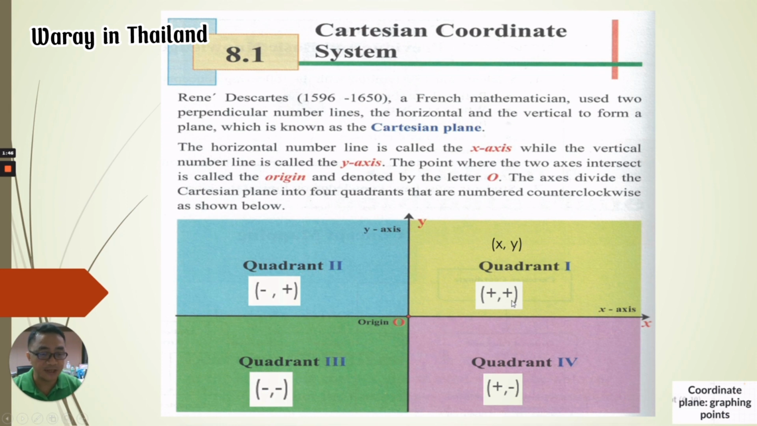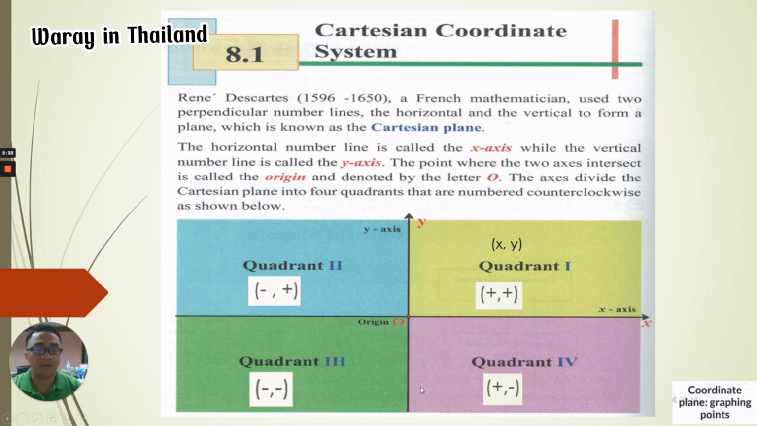So therefore, we can say that for quadrant 1, we have all positive. In quadrant 2, we have negative and positive. For quadrant 3, we have negative and negative. For quadrant 4, we have positive and negative. Because as we said, the coordinate of each point will be x to y. We start with x and next with the y. It cannot be y to x. So that is why this is positive and positive, this is negative and positive, negative and negative, and positive and negative.